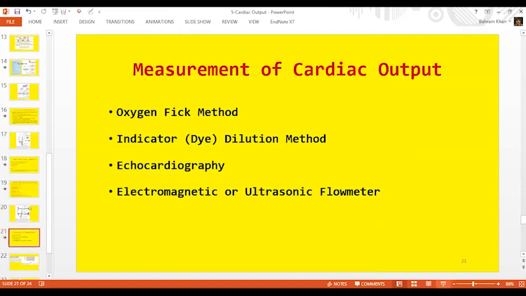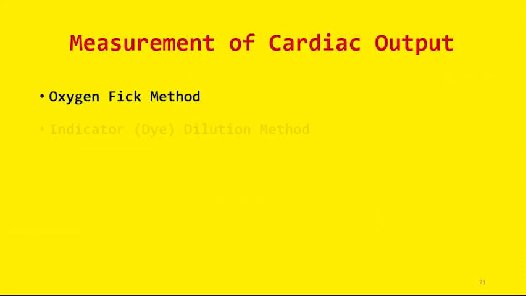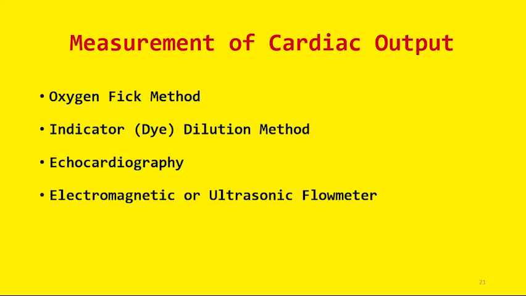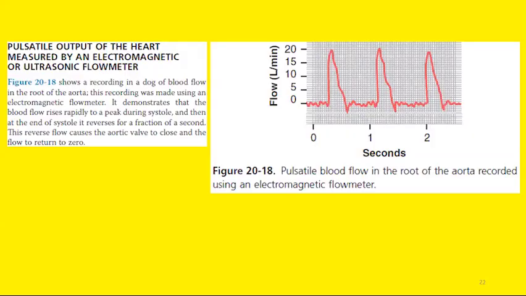Now, how can we measure cardiac output? These are some methods by which we can measure cardiac output: the oxygen Fick method, the dye dilution method, echocardiography, ultrasonography, or electromagnetic flowmetry. We will discuss the two important methods, oxygen Fick and dye dilution method, that are given in your textbook. So this is how electromagnetic flowmetry looks. You can see flow is being measured in liters per minute. Here you can see during systole and diastole.